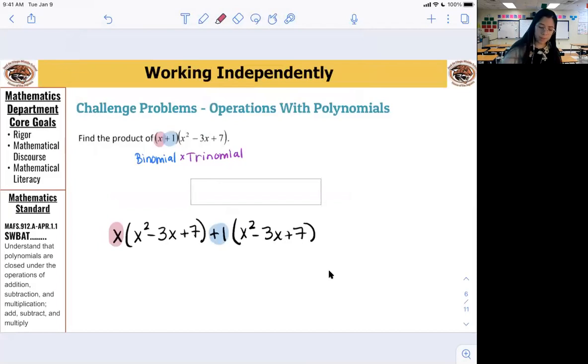So we split it up. Now I go ahead and I can distribute. The most important part when you do this is to make sure that you're keeping things nice and neat and that you're not rushing or trying to do things in your head. Let's go ahead and do this together. Starting on the left side, x times x squared, what do I get?